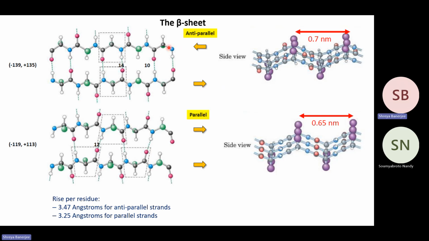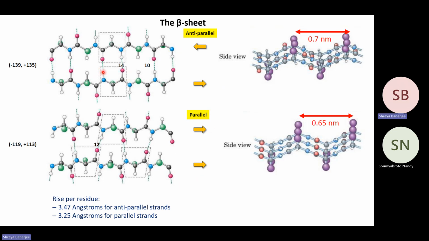Now if the top and bottom strands are in opposite direction, that is called anti-parallel arrangement, and it forms anti-parallel beta sheet. And if both the top and bottom strand are in the same direction, so here you can see N to C, same direction, N to C, same direction, then it forms the parallel beta sheet.